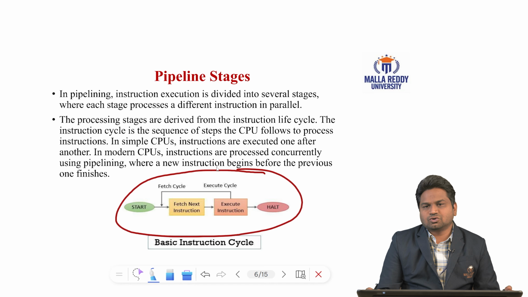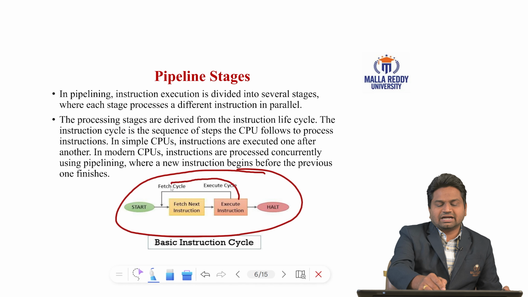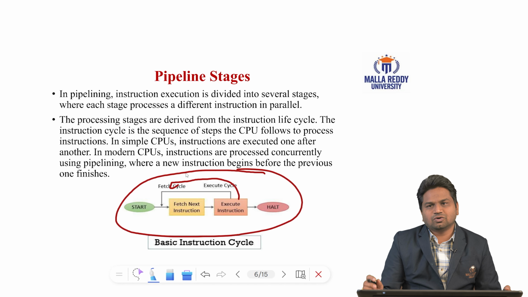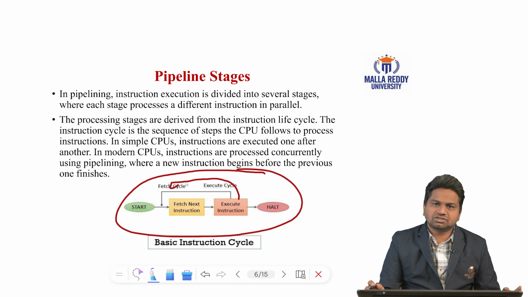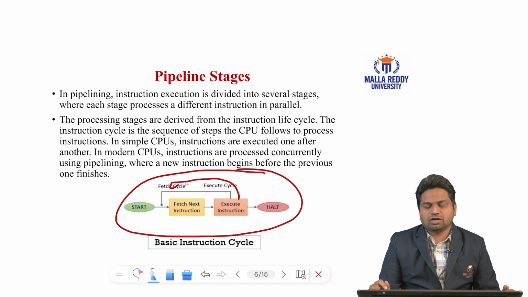And once while executing the first instruction, it will go back for the second instruction. So it means while executing the first instruction, it is going for the fetching of the second instruction I2, so that it came back to fetch the instruction. So it means while executing one instruction, the second instruction is being fetched. So it means two kinds of work are happening in parallel here.